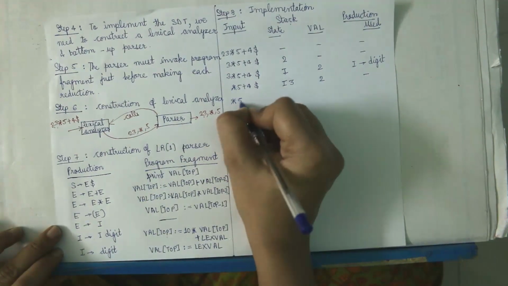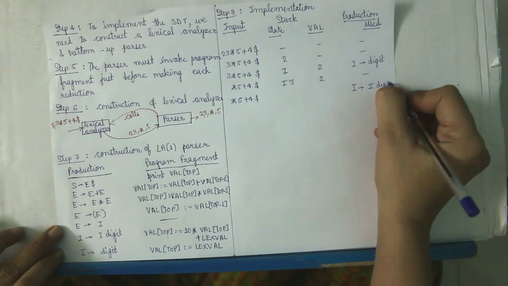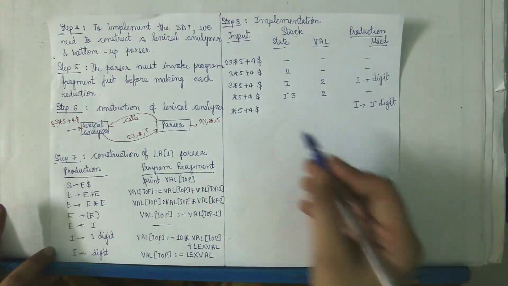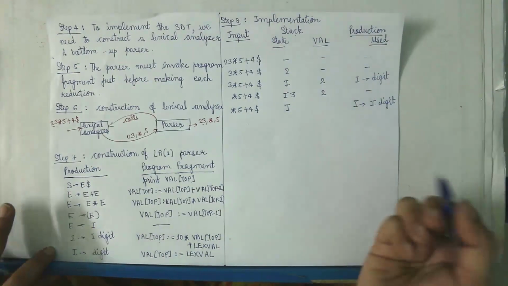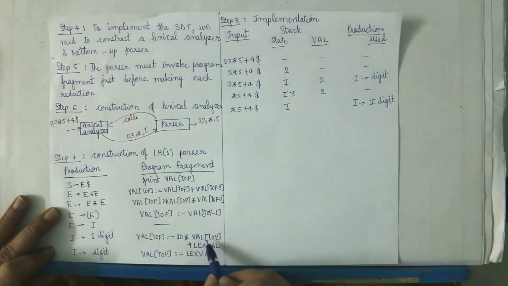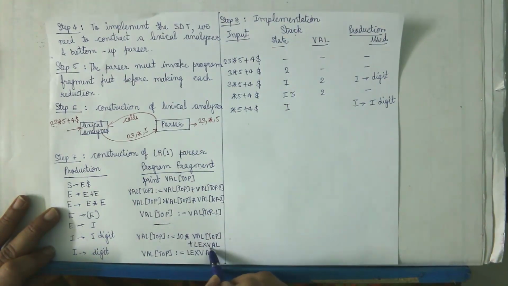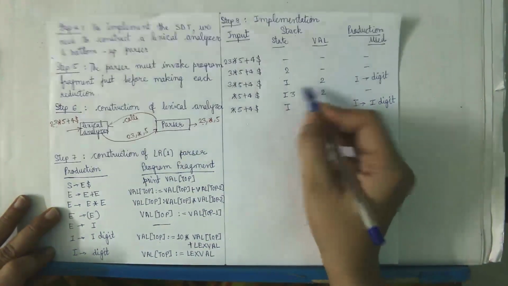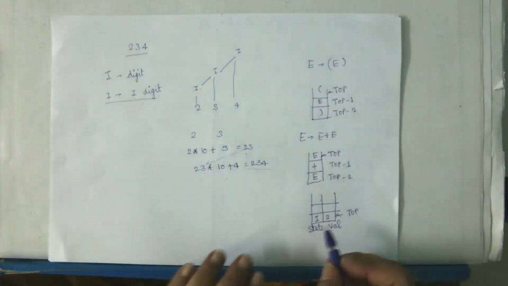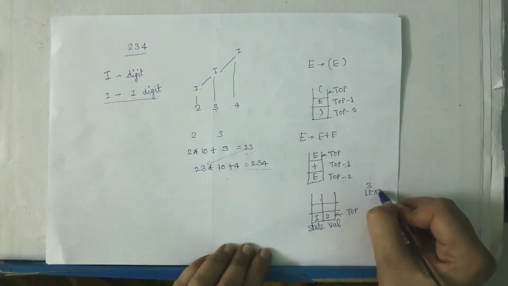So here I'll be writing like this: I tends to I digit. Pop this I3 and push I. So if I push I instead of I3, whenever I pop I digit to push I, I have to take the value at top, multiply it with 10 and add the lex value to it. So in this scenario, I3 and 2, how is the scenario here? I had I and 2 earlier. 3 is the new lex val.